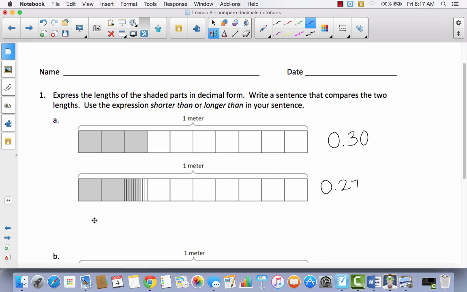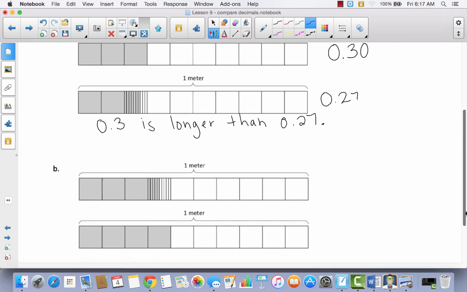So now we have to write a sentence that compares the two lengths. So we're going to say 3/10 is longer than 27 hundredths. Okay, let's try the next one.